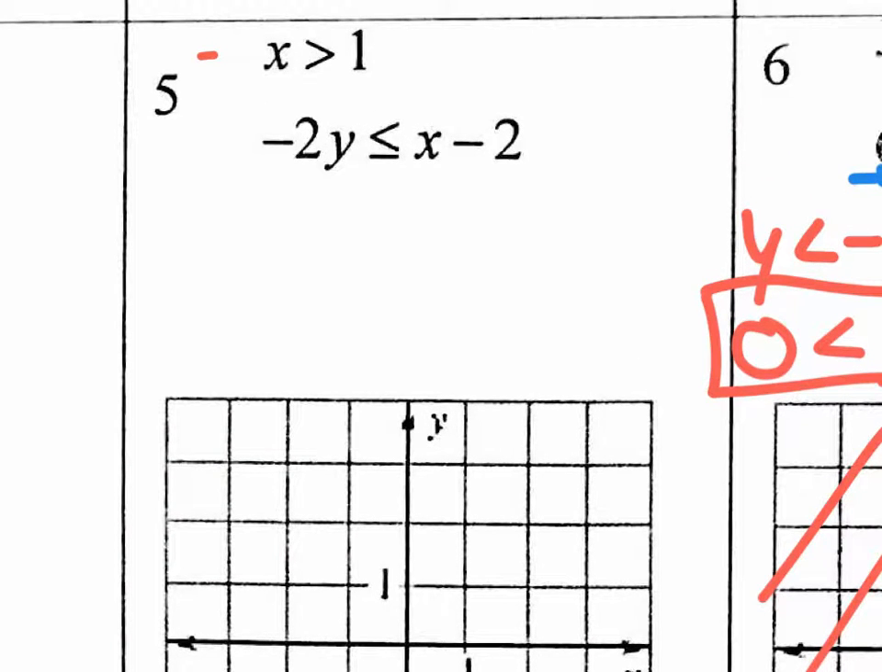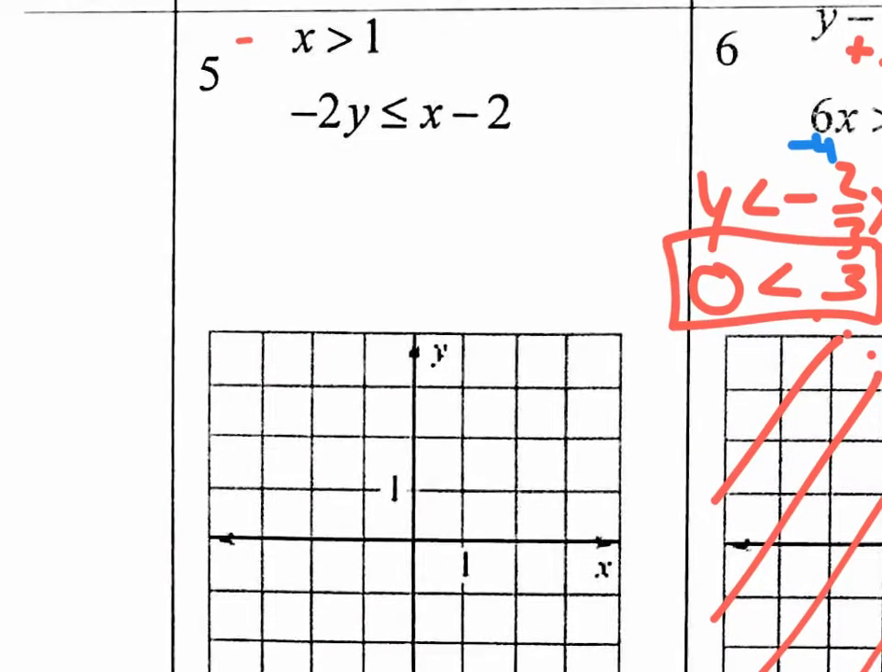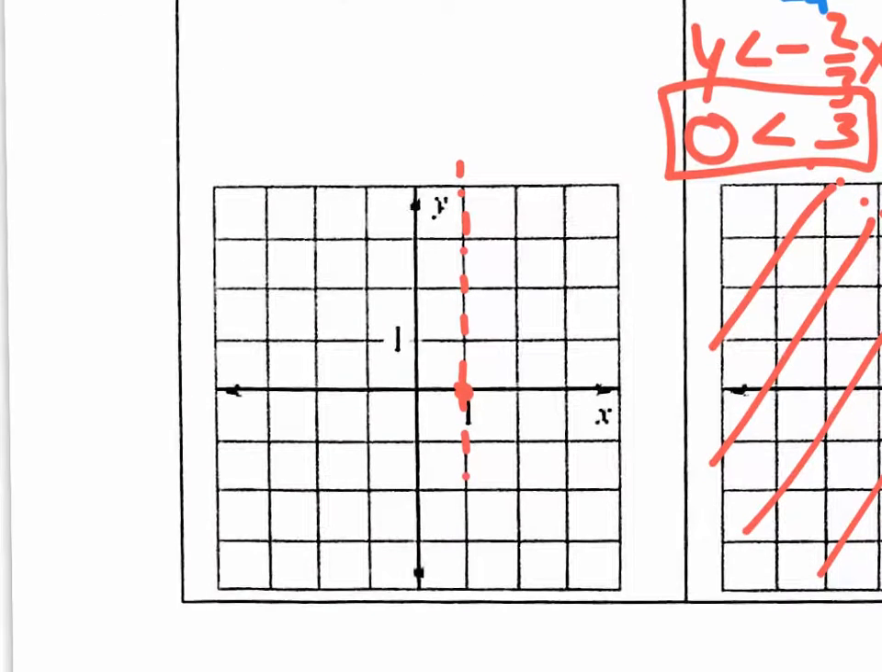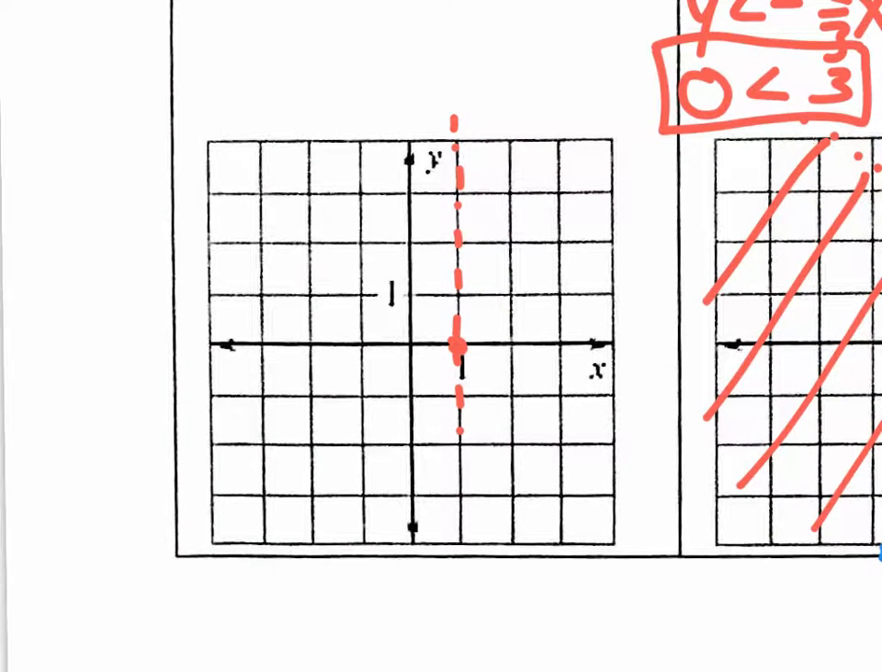So all you do is go to the x-axis, go to the value of 1, and draw a vertical line right through it. So here's the x value of 1, and I want to draw a vertical line. Is this going to be a solid line or a dotted line? Dotted. Okay. I'll make it go all the way down here.